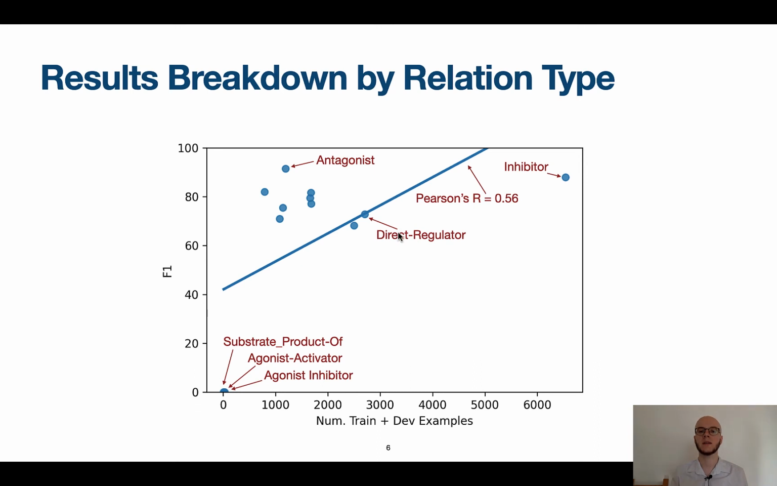Now we also wanted to know in which classes our model performed well. So we checked the results per relation type, and we found that the results vary and that there's a modest correlation between the number of training examples and the performance, but this is certainly not the only explanation for this. So this needs further investigation.